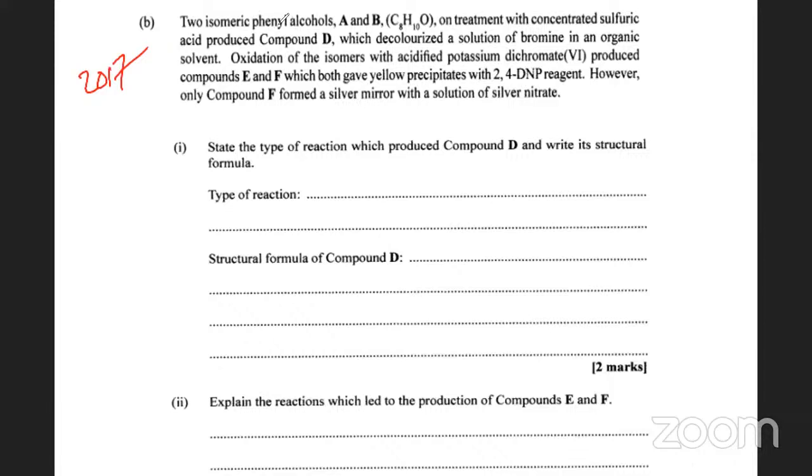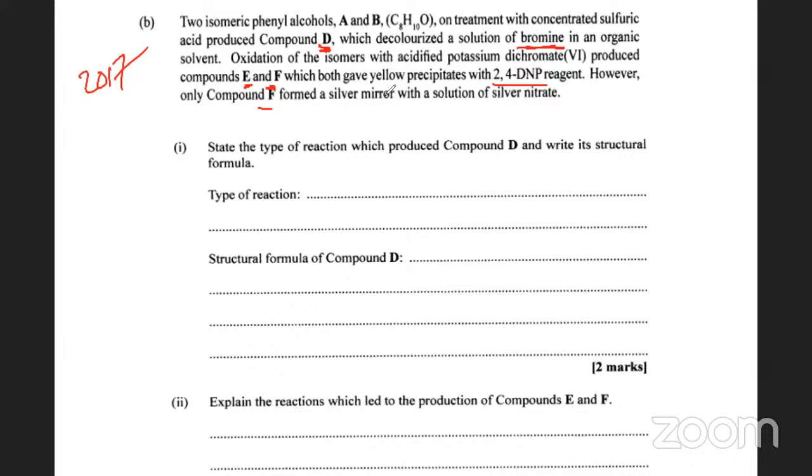So two isomeric phenyl alcohols and three with sulfuric acid produce compound D, which decolorized solution of bromine in organic solvent. Oxidation of the isomers with acidified potassium permanganate produce compounds E and F, which gave yellow precipitate with 2,4-DNP. However, compound F formed a silver mirror with a solution of silver nitrate.